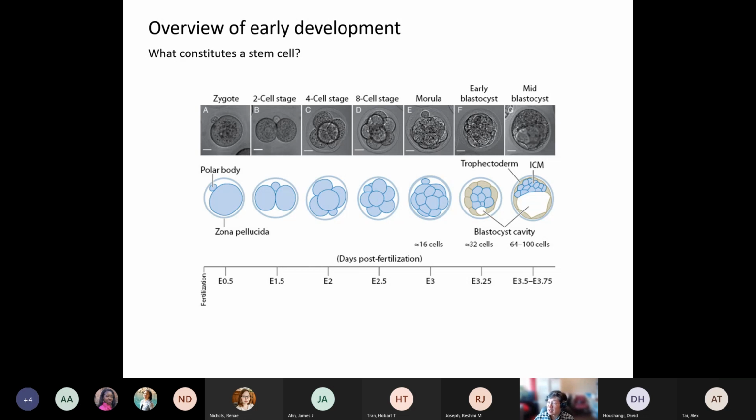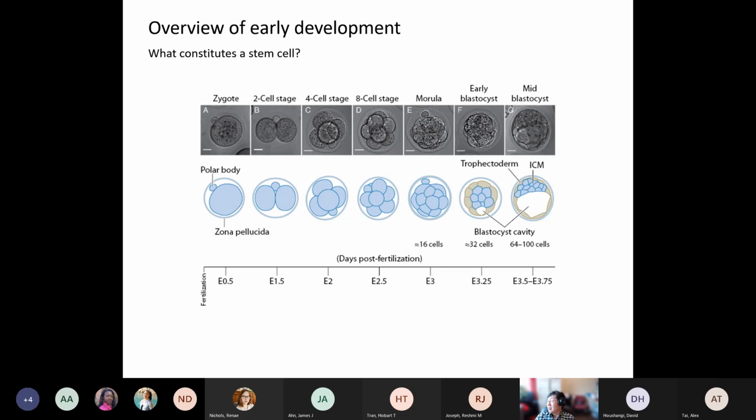So you just keep on cleaving that ball to generate 2-cell, 4-cell, 8-cell until you reach morula. The morula will be about 16 cells, 32 cells. In different species, that's different. At that stage, we call it morula. The morula is a compact ball of cells, formed by cleavage of the zygote.